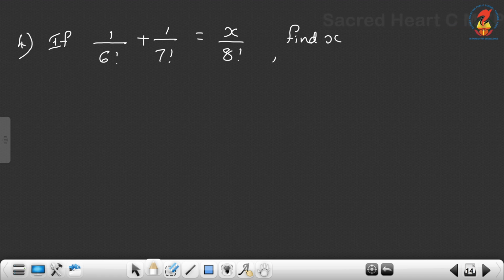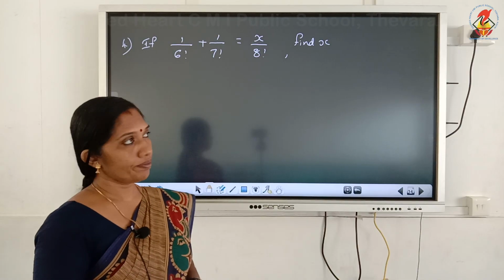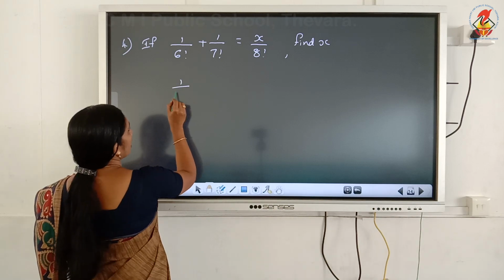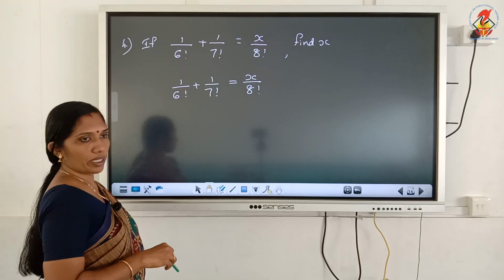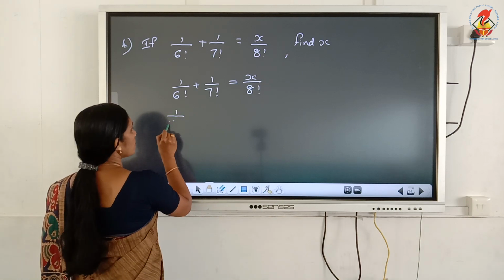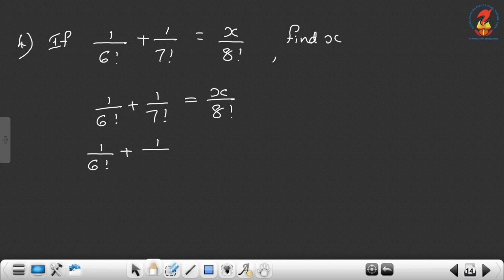1 by 6 factorial plus 1 by 7 factorial is equal to x by 8 factorial. Then what is the value of x? If this is equal to x by 8 factorial, here also we use the easy way. That is, 7 factorial we can write as 6 factorial into 7. Then 8 factorial we can write as 6 factorial into 7 into 8.